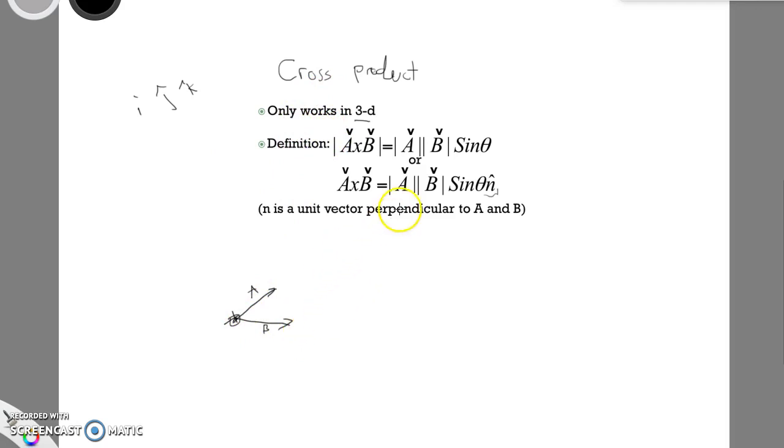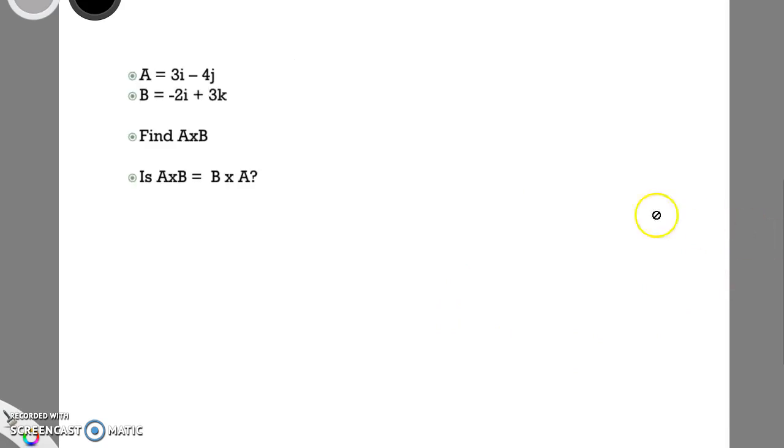In addition to having this definition of the cross product, I'm actually going to show you how to multiply using the cross product. Let's say we have these two vectors, A and B, and we're going to find A cross B, and B cross A. I'm going to show it 2 different ways.